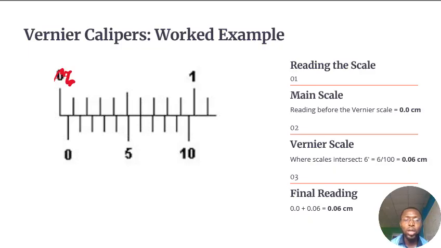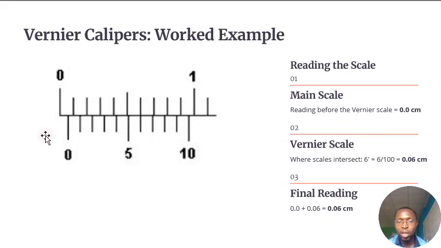So the number of that division before the vernier scale is what you take note of. But in our own case now, it happened to be 0. So we are going to record 0, because the main scale is having 0.0 centimeter. All right. So then the next stage is for you to know the vernier scale reading.